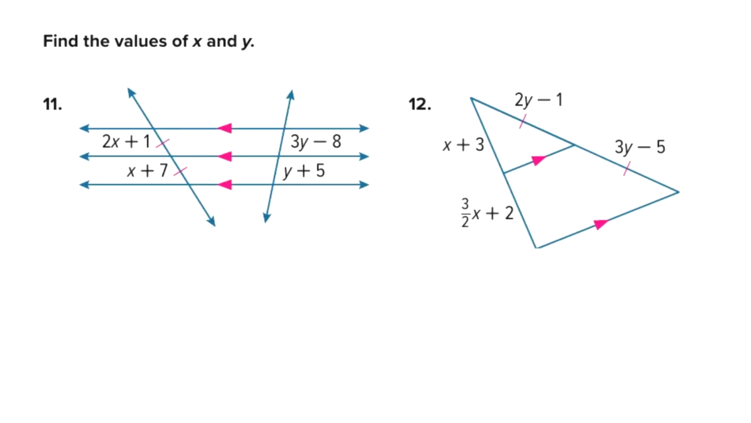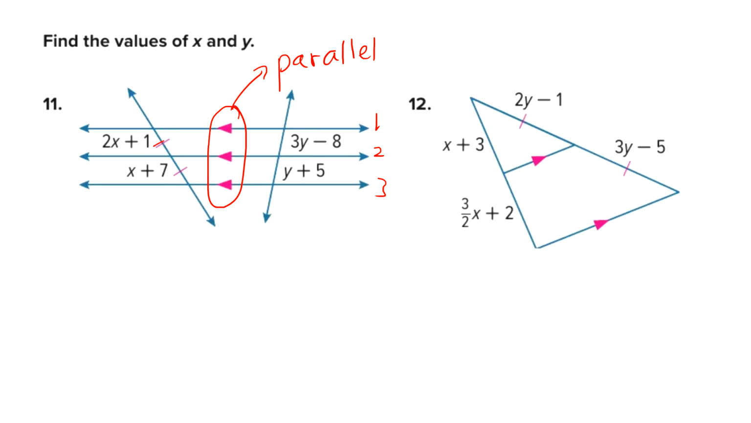Okay, let's solve answers 11 and 12. Here we need to find the values of x and y. Again, this is a question on the triangle proportionality theorem. So let's see how we solve it. Here the markings are very, very important. If you see these big pink arrows, they indicate that the lines are parallel. So if I take 1, 2, 3, these three lines are parallel to each other. So we can apply the properties, the theorems that relate to triangle proportionality.